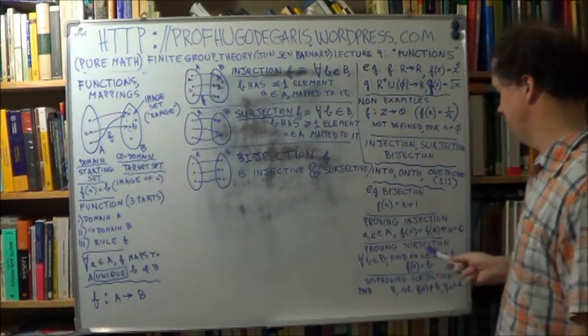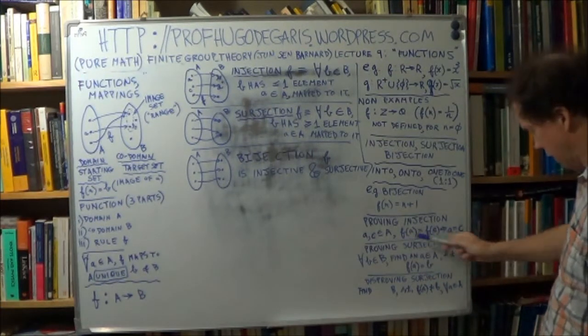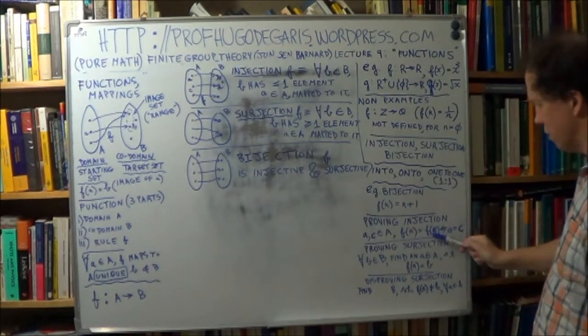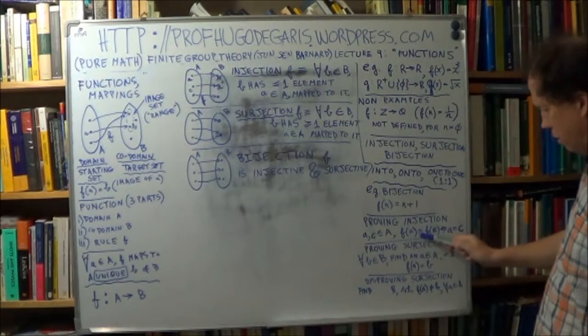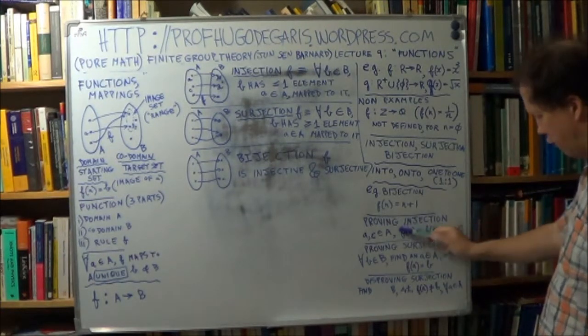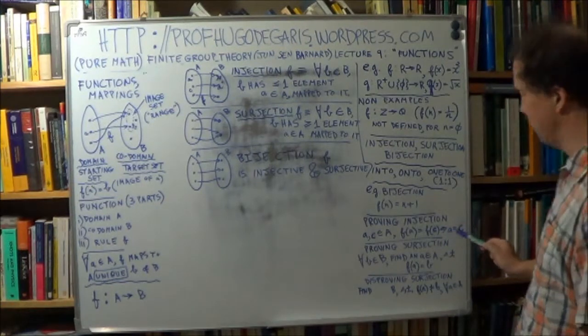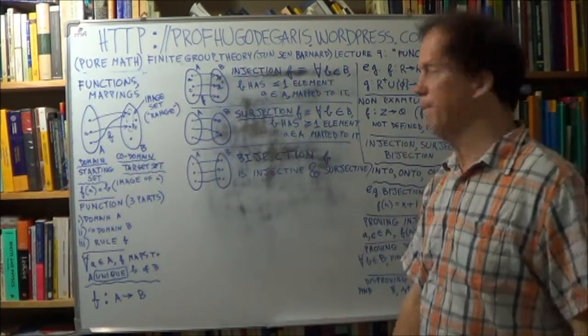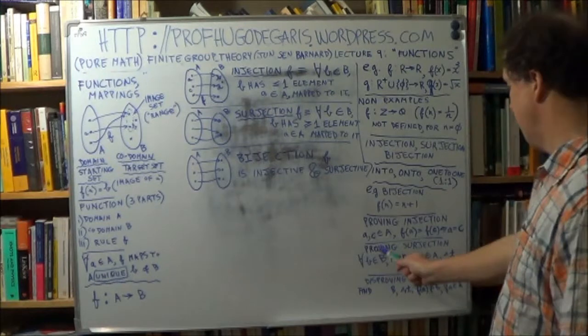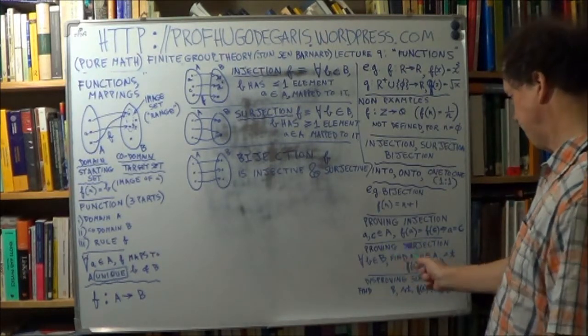So this technique here: you take any two, assume they're equal, and then from this prove that A equals C, that they're the same point in your domain. All right. How do you prove surjection?